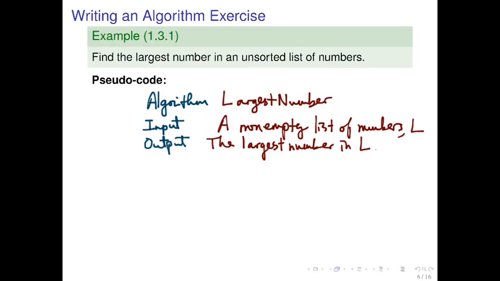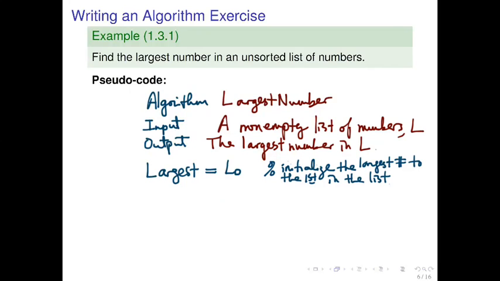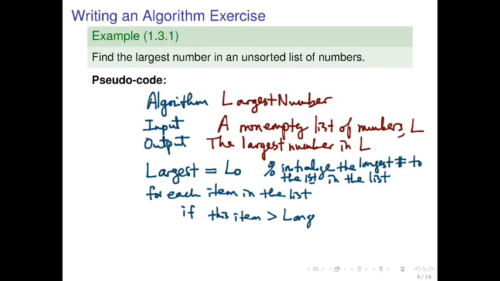To begin the algorithm, we'll start by marking the first element in the list as the largest. We'll just do a largest, which is the variable that keeps track of what the largest number is. We're going to assign that to be the first number in the list. And then for each other item in the list, we'll do the comparison. In particular, we will check if this current item is greater than the current largest item.